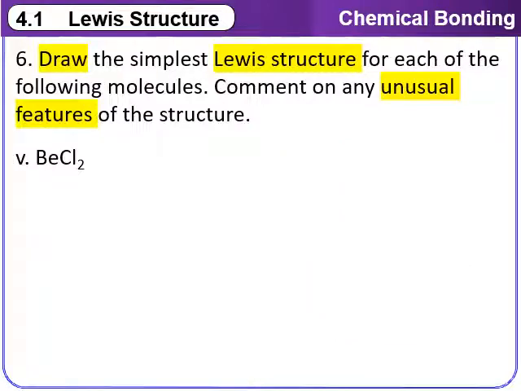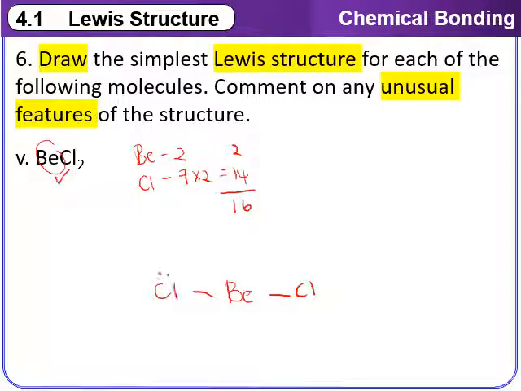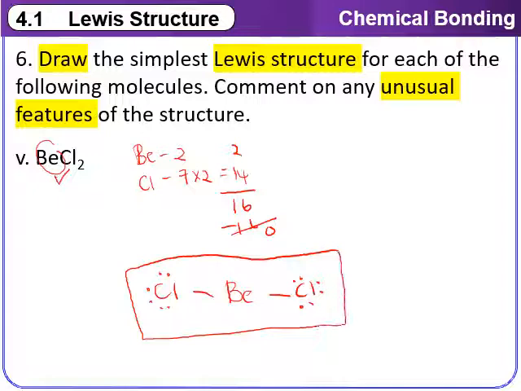Last question, BeCl2. Beryllium has 2 valence electrons, chlorine 7 times 2 equals 14, so the total is 16 valence electrons. The first element, beryllium, will be the central atom bonded to 2 terminal atoms. Each terminal atom needs 8 electrons, so 8 times 2, 16 minus 16, means there is no extra electron. So this is the Lewis structure for BeCl2.